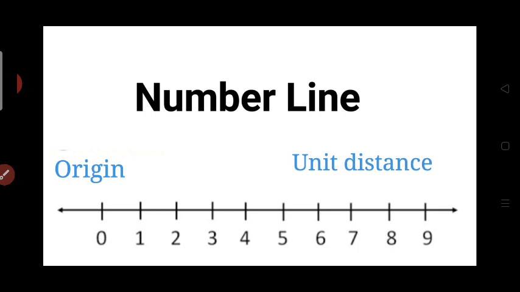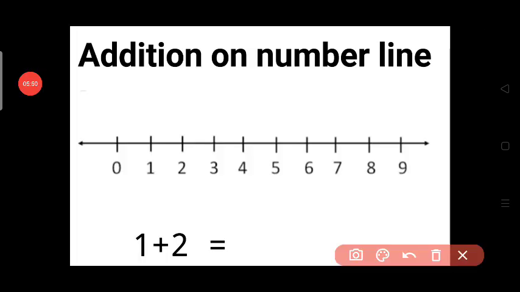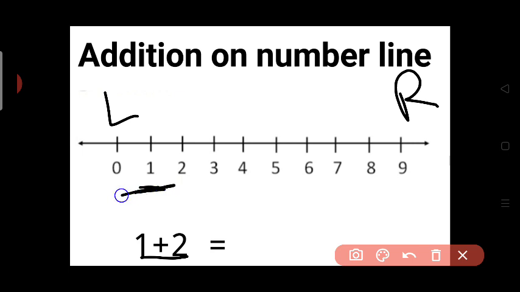Out of two whole numbers, the greater number comes on the right of the other number on the number line. Next is addition on the number line. The number line is given here, and the question is 1 plus 2. In addition, we always move from left to right. So 1 is here and we have to add 2, that means we move 2 times. So what comes? 3. That means 1 plus 2 is 3.